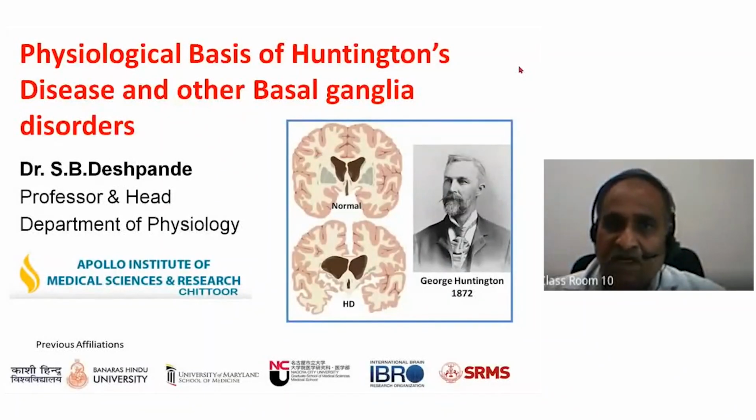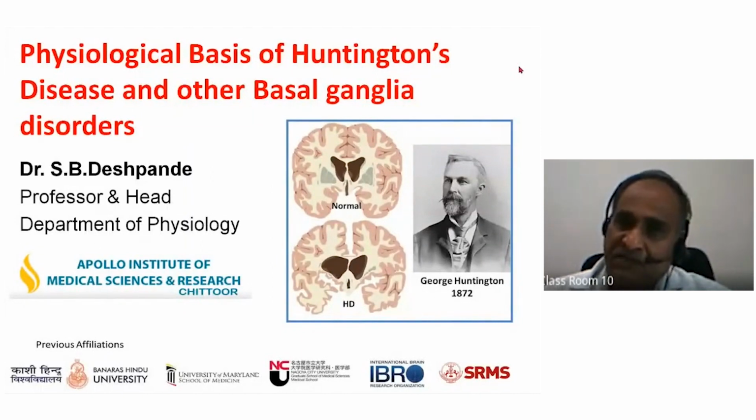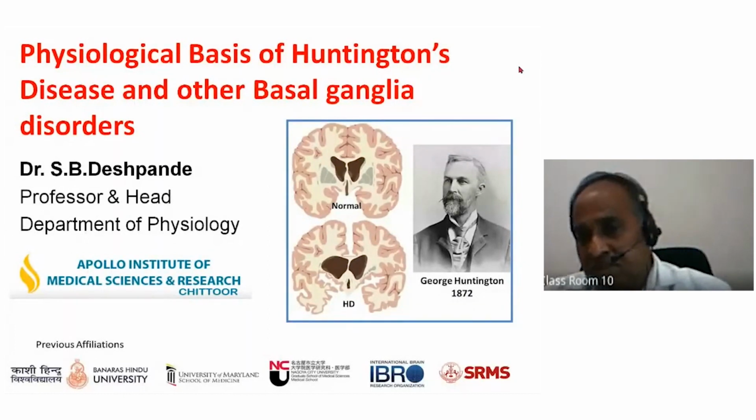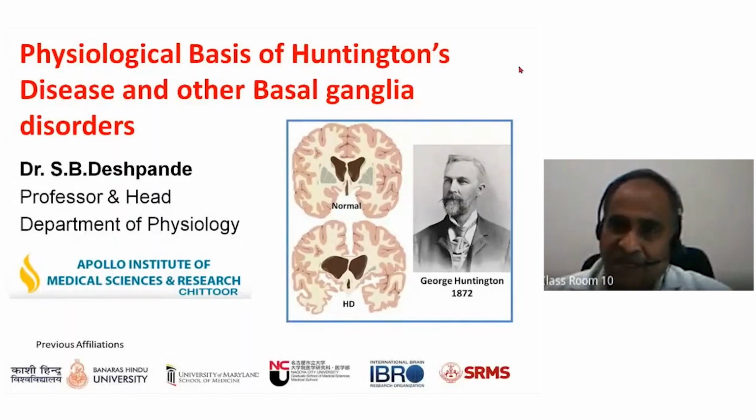I have chosen today the physiological basis of Huntington disease and other basal ganglia disorders. The picture I have depicted here has two components. One, the picture of a person who first described the Huntington disease, Dr. George Huntington. In 1872, he described the entire clinical picture of the Huntington disease.